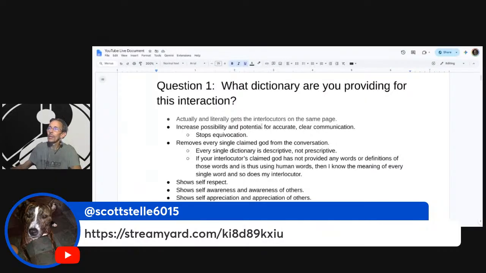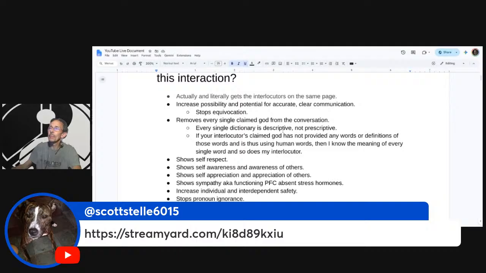It actually literally gets the interlocutors on the same page. That would be you and me. It increases the possibility and potential for accurate, clear communication. That would be you and me. It stops equivocation, mostly me because I'm getting older. It removes every single claimed God from the conversation. Every single dictionary is descriptive, not prescriptive.